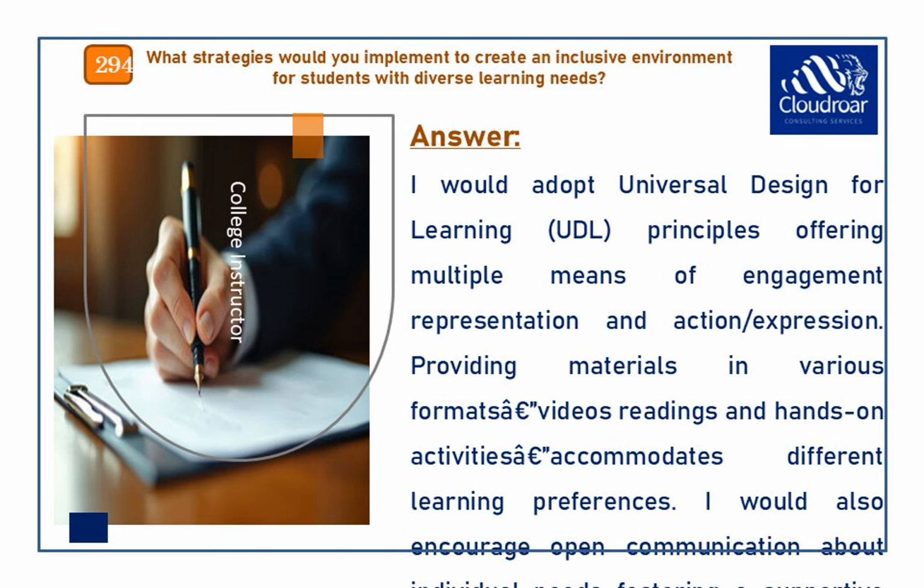Question 294. How do you handle academic dishonesty in your classroom while promoting integrity? Addressing academic dishonesty requires a proactive and transparent approach. I would begin by clearly communicating my expectations regarding academic integrity in the syllabus and during the first class. Establishing a culture of honesty through discussions about the importance of integrity can deter dishonest behavior.